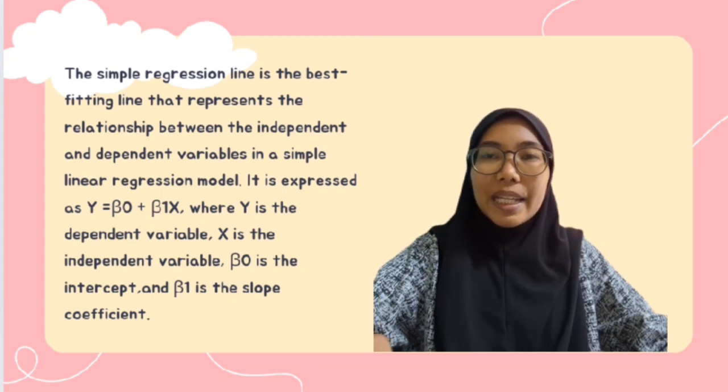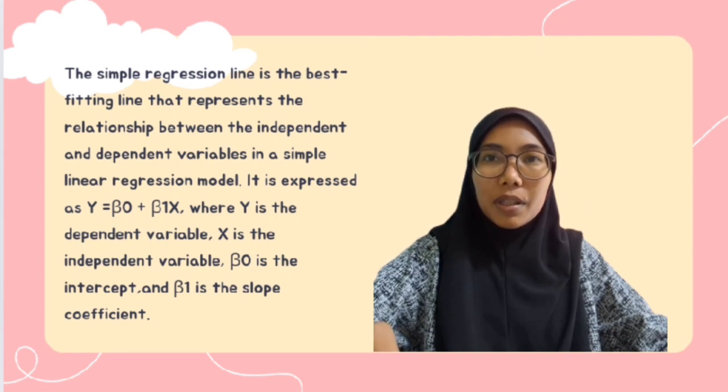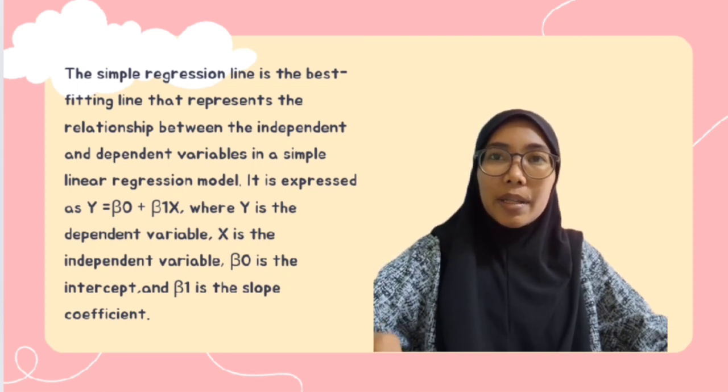The simple regression line is the best fitting line that represents the relationship between the independent and dependent variables in a simple linear regression model. It is expressed as y equals beta 0 plus beta 1 x, where y is the dependent variable, x is the independent variable, beta 0 is the intercept, and beta 1 is the slope coefficient.